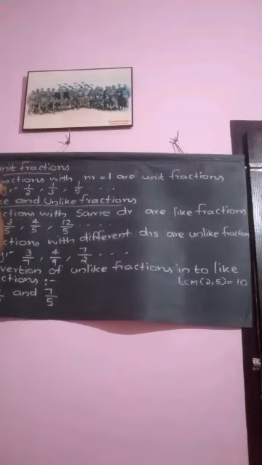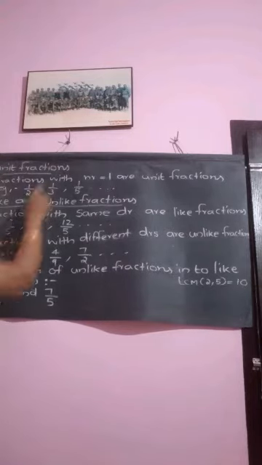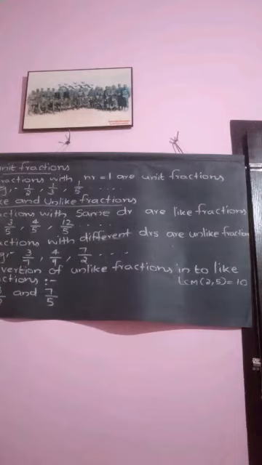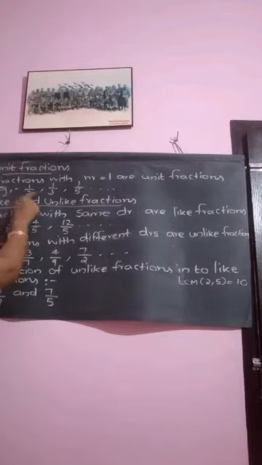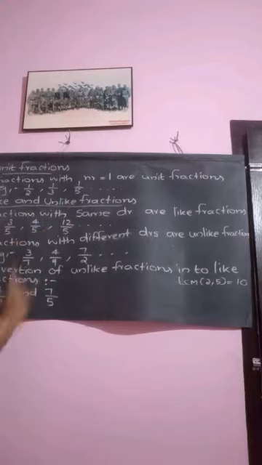Let's move. We are moving to unit fractions. What is meant by unit fractions? Fractions with numerator equal to 1. All fractions with the numerator 1. Denominator can be any number, but numerator is always 1, are called unit fractions. For example, 1 by 2, 1 by 3, 1 by 5, etc.